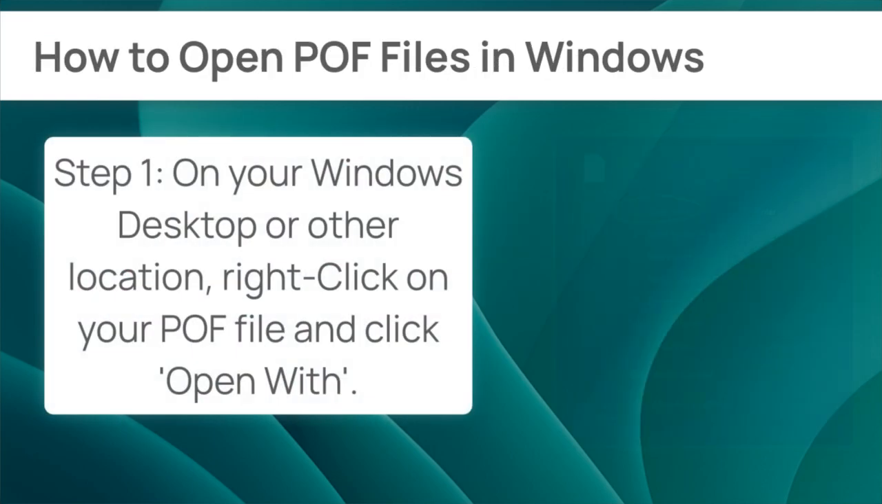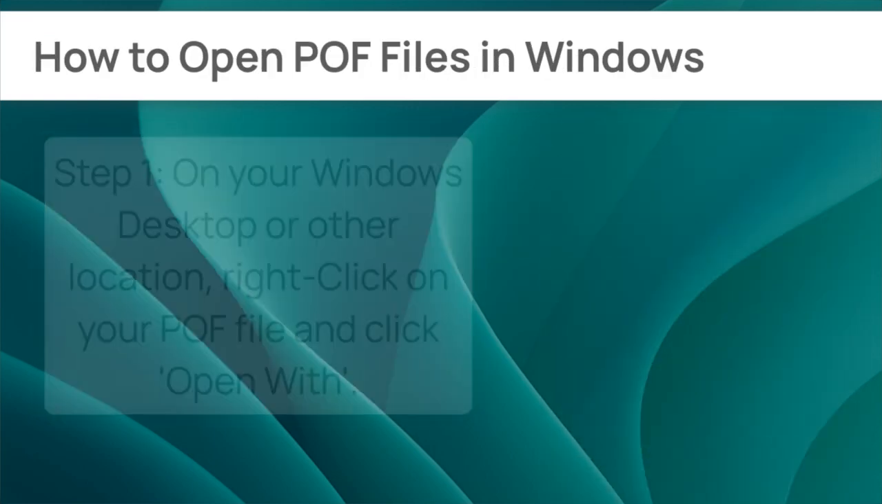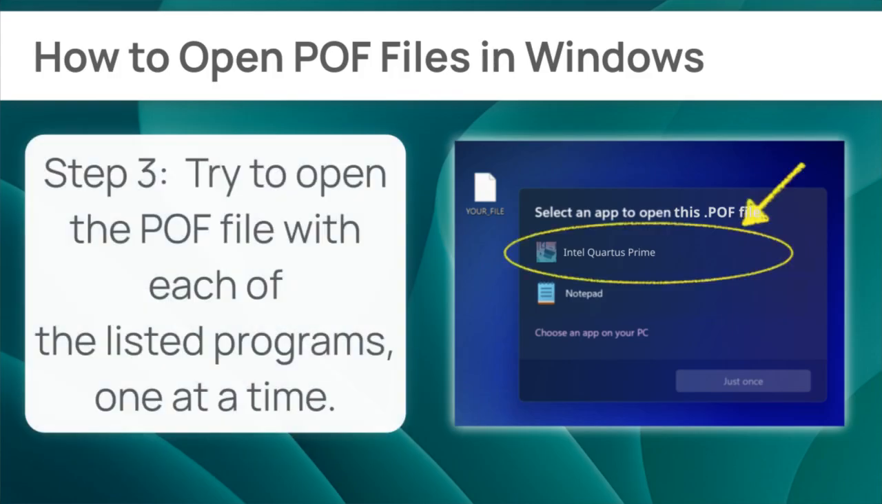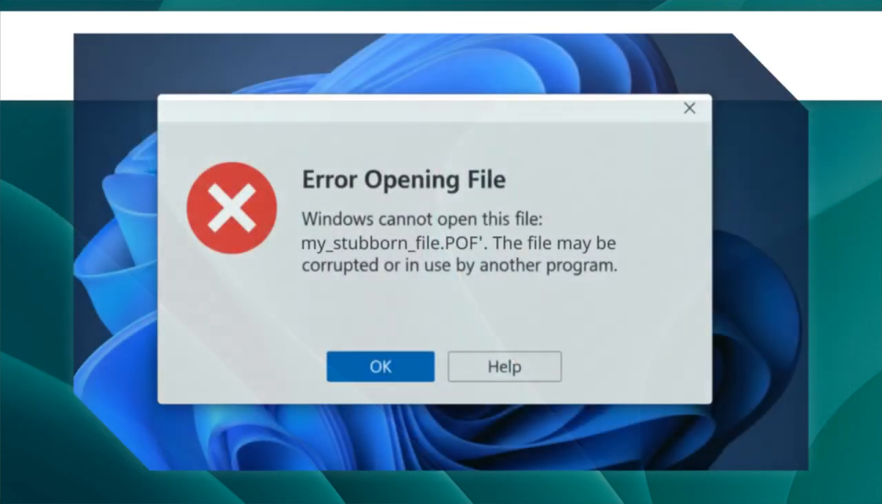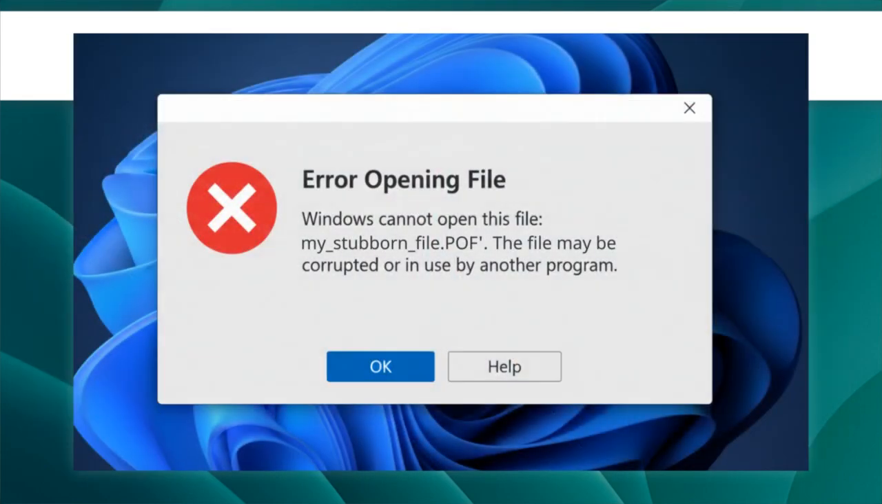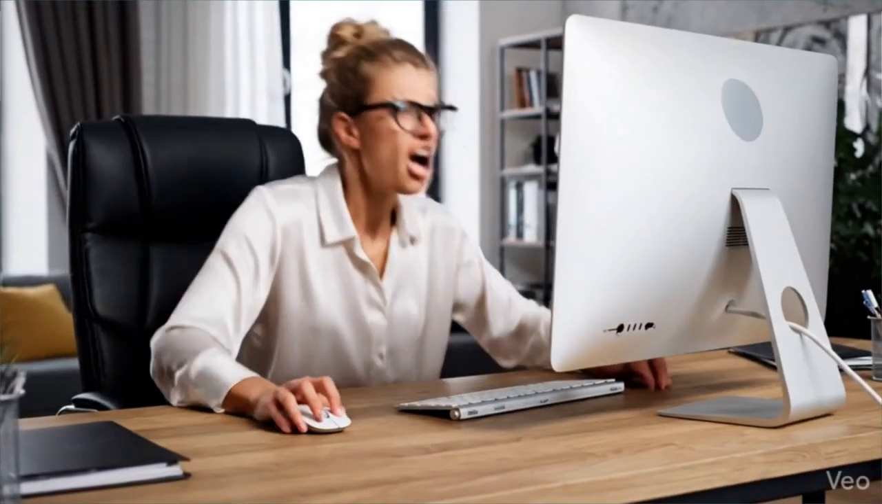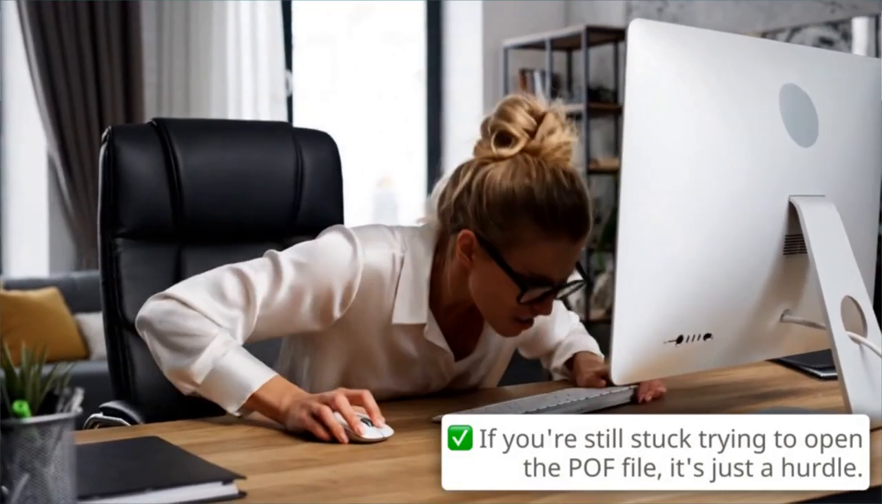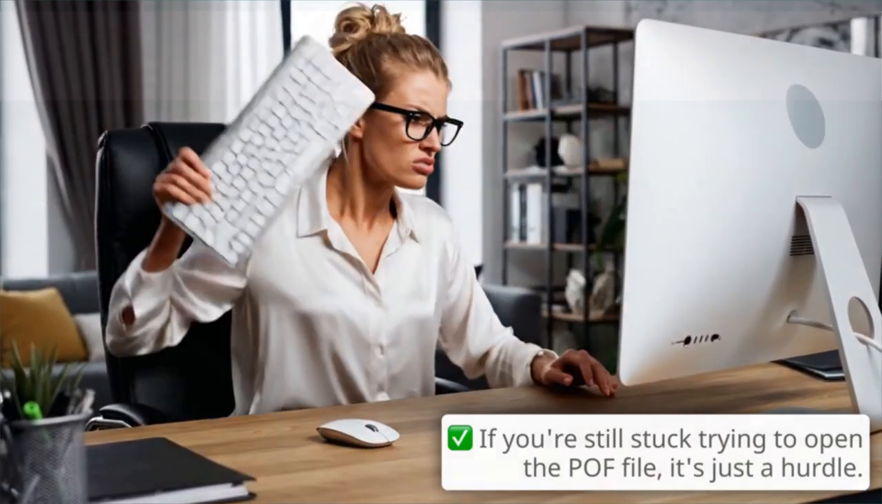Let's make this simple. Right-click the POF file and hit Open With. If Intel Quartus Prime is on your machine, test it immediately. If not, choose another program. It's a matter of finding the right decoder. If the POF file still will not open, there is no need to stress. Since this POF format is so specific, basic errors are common. Don't worry, we just need to verify a few key details before moving on. Let's go to our checklist.